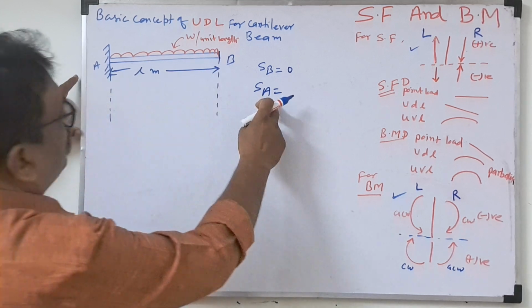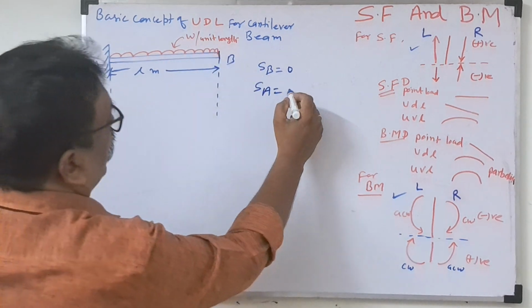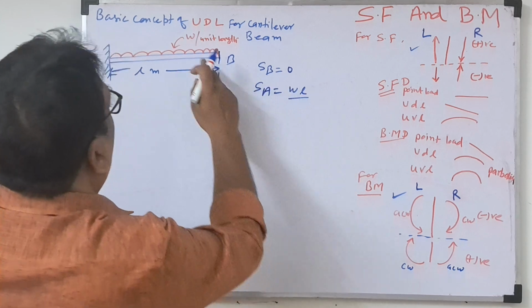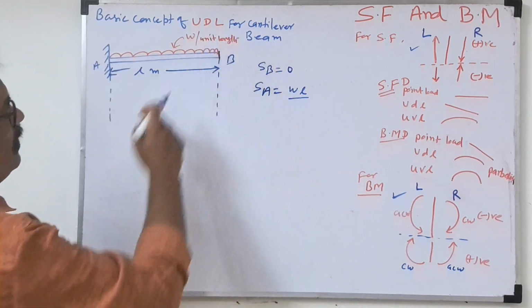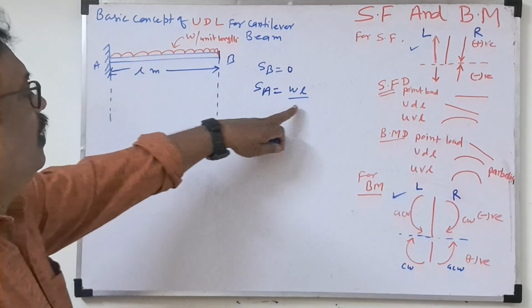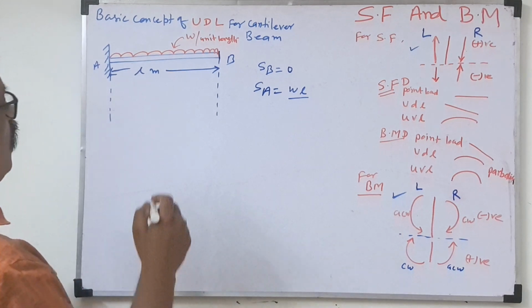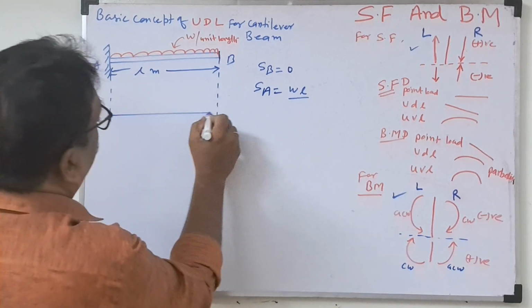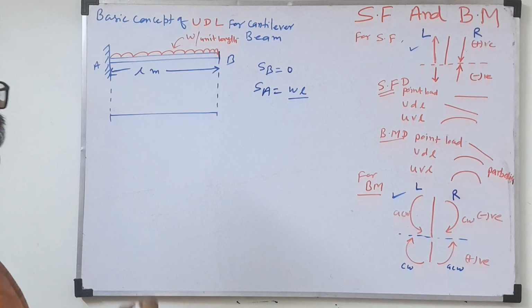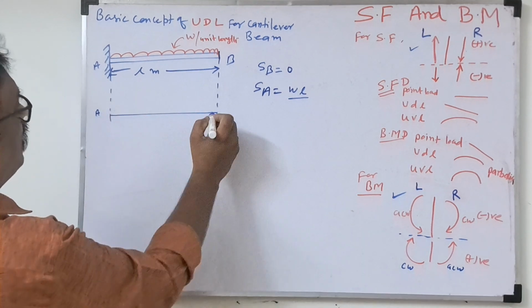So what will be the shear force at A? W into L. W per unit length is given here, so W into L will be the shear force. So how will we draw the diagram? First we'll draw the zero line. Zero line means shear force will be 0. So at point B, shear force will be 0.